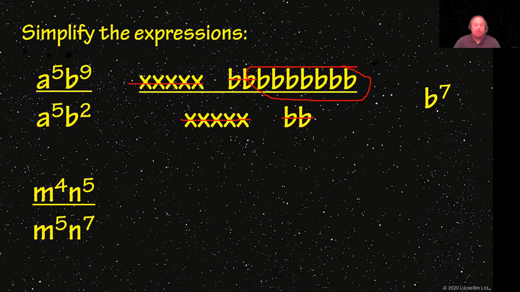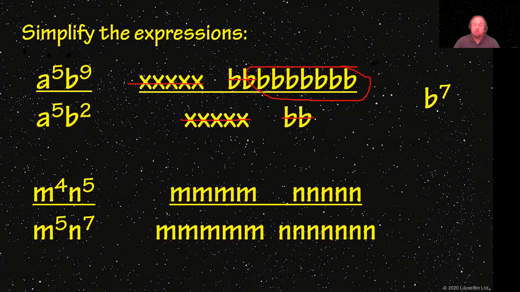All right, as you're doing this, if you wanted to just write it out like I did here on the screen, got 4 m's at the top, 5 n's at the bottom. So I'm going to cancel out 4, cancel out 4. That leaves me with just 1 m, and it's on the bottom, not the top. That's a key thing to remember.